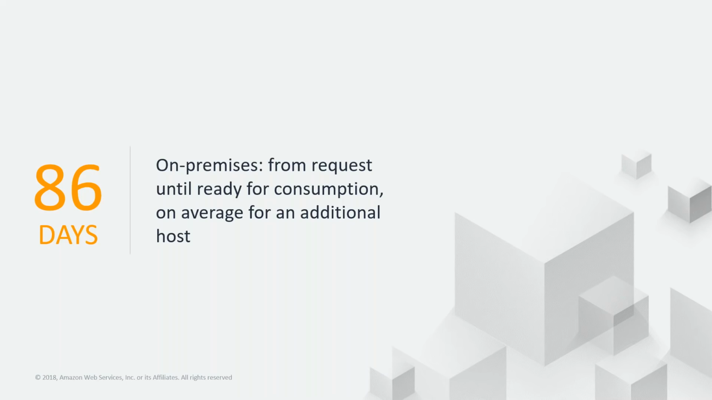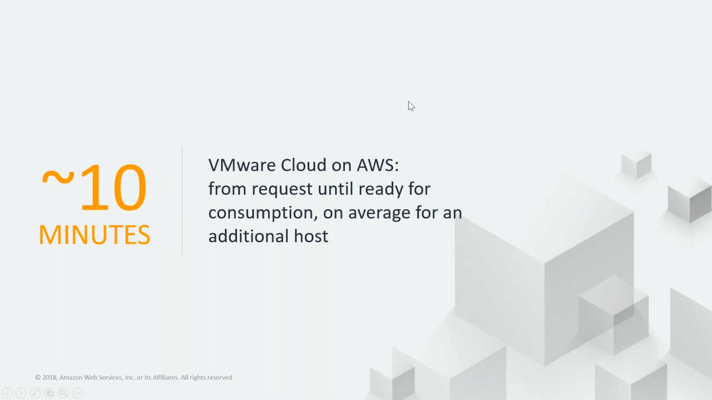Leveraging something like VMware Cloud on AWS allows us to take this and shrink that 86 days down to about 10 minutes. What that allows you to do is change your CapEx to OpEx. Instead of purchasing your servers on-prem and having to forecast that out, your forecasts only need to include up to about 10 minutes of time, because VMware Cloud on AWS can take advantage of the AWS APIs and bring in hosts as needed.